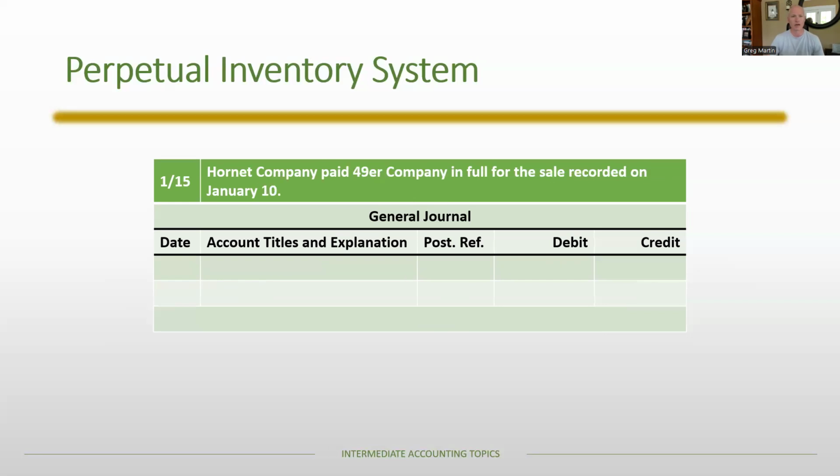They paid 49er, so 49er got paid for the sale. Again, the key here is that the sale occurred on January 10th, so we already recorded the sale, and now we're just recording the payment. Whenever you receive a payment, hopefully it's fairly straightforward: we're going to debit the cash, and we're going to credit the AR for that prior sale.